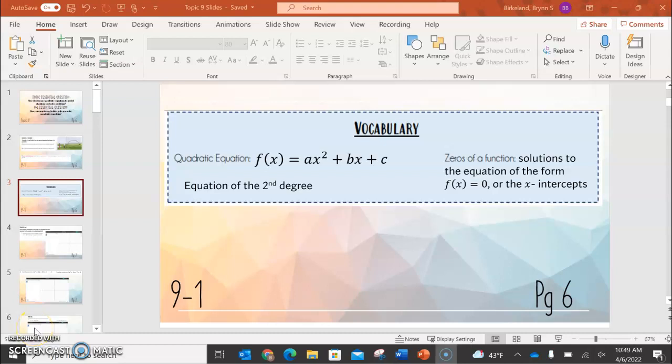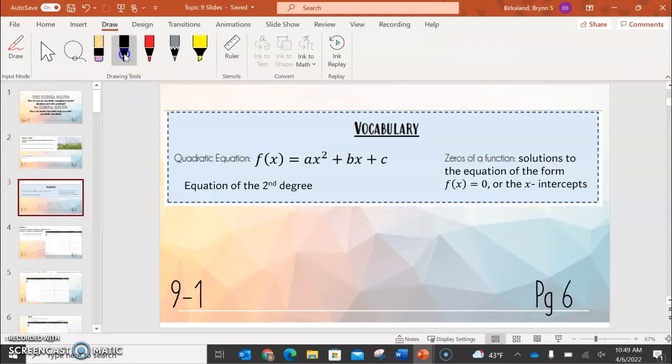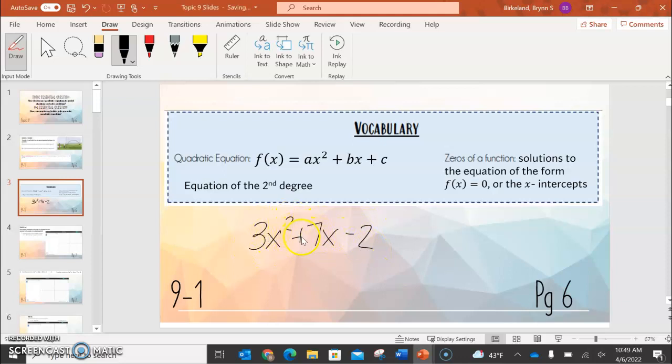For topic 9, we're going to be looking at more on quadratic equations. Recall that a quadratic equation takes the form of ax squared plus bx plus c. Now, I know that has a lot of letters in there, and math is generally better with numbers, so an example might just be 3x squared plus 7x minus 2. Any of these numbers can be positive or negative in the A, B, or C spot.